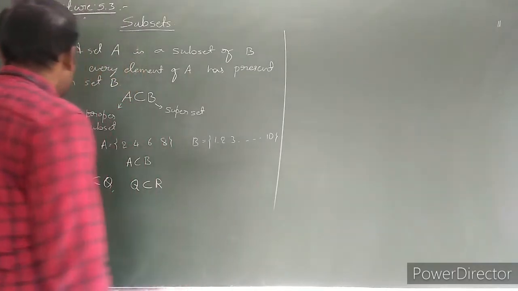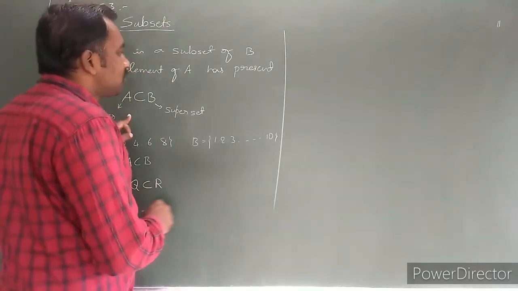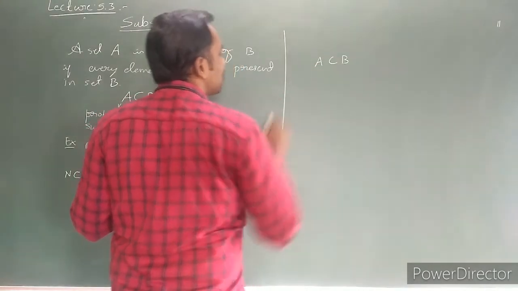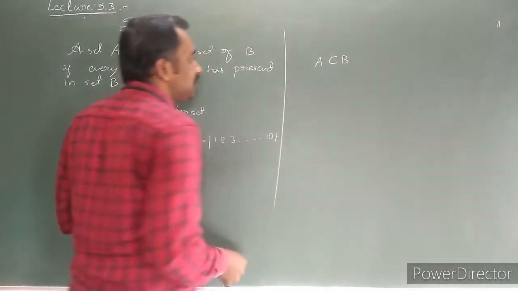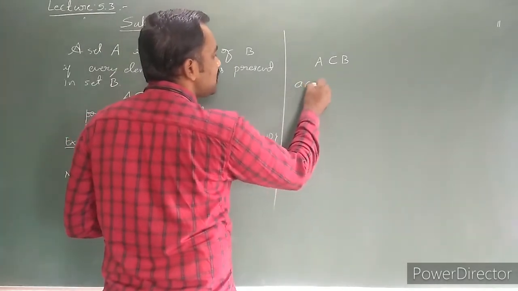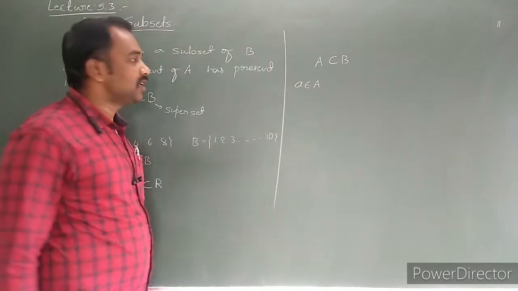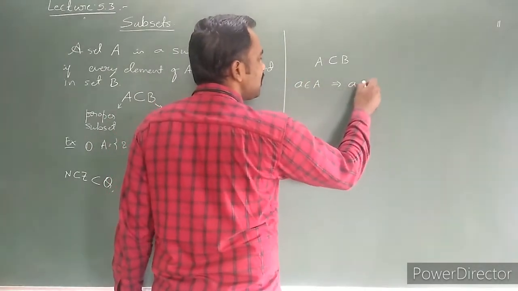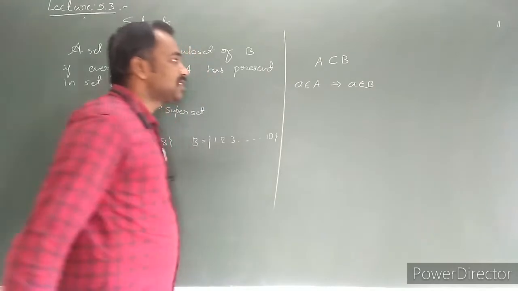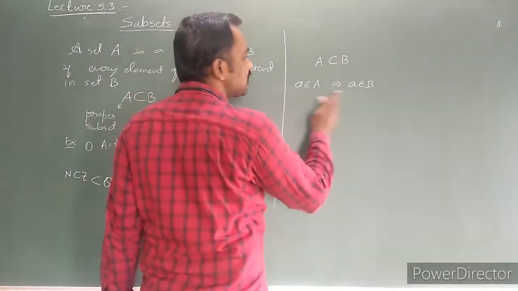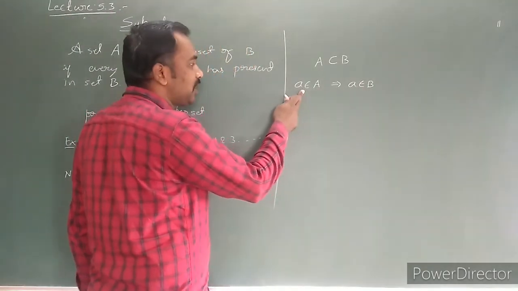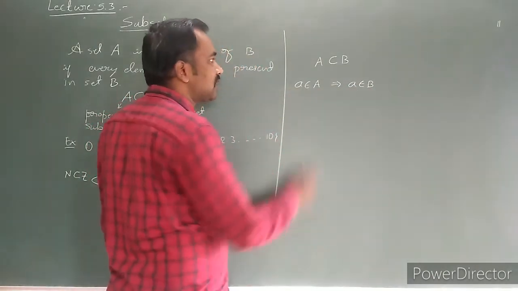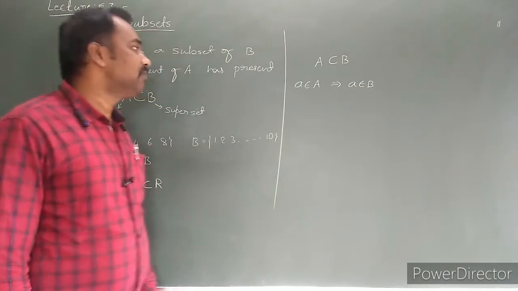Now, the next one is here. Mathematically, we can say that A is a subset of B. Suppose A is present in a set B. A is a subset of B means A must be present in the set B. If a belongs to the set A, then we can say that a belongs to the set B, whenever A is a subset of B.